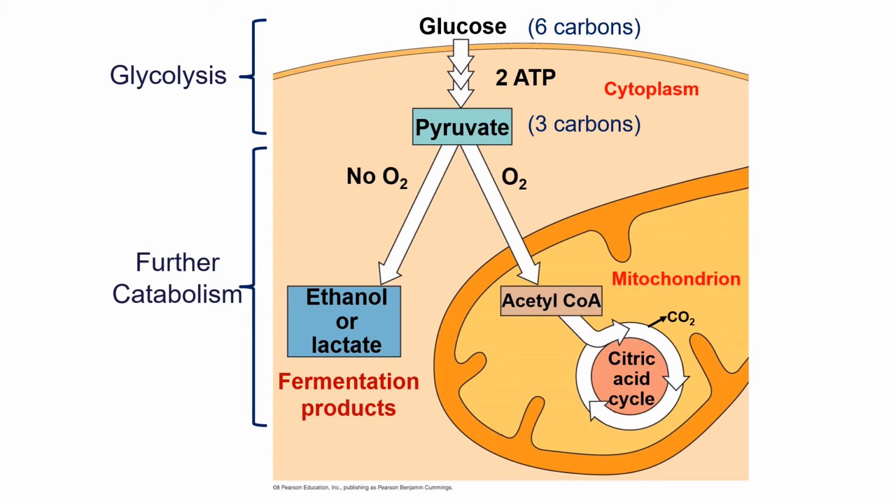Now, if there's no oxygen present, we still have to get rid of electrons, because even during glycolysis, electrons are stuck to electron carriers. They would normally be carried into the mitochondria, but that's not going to happen. So instead, the electrons get stuck to pyruvate, which is one of the end products of glycolysis, and that's used to make ethanol or lactate, and that's known as fermentation. In us, it's lactate that's generated.